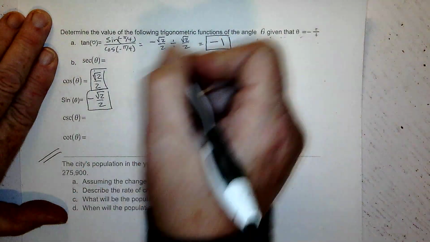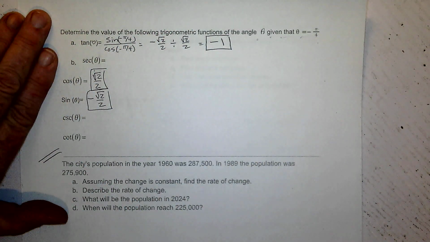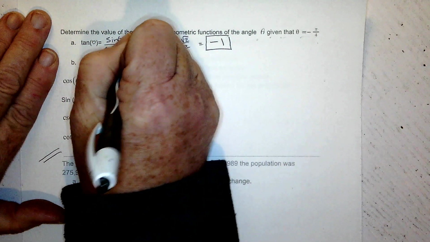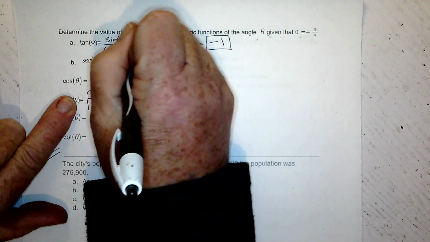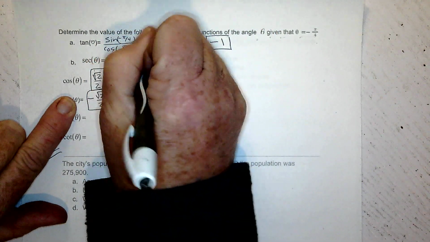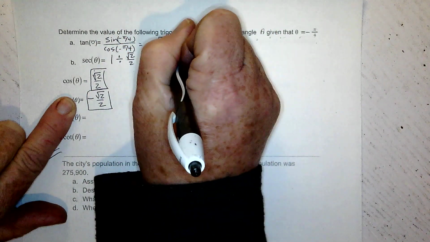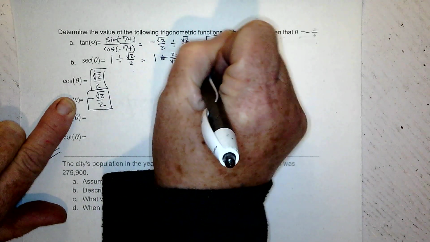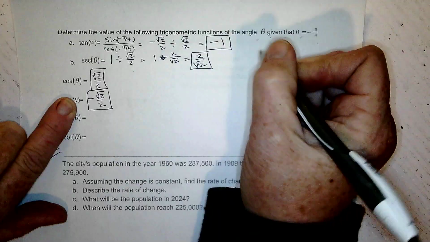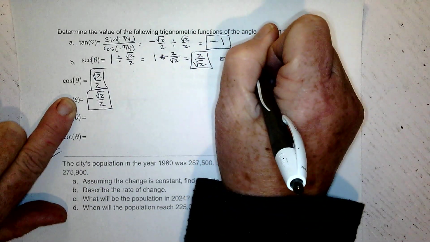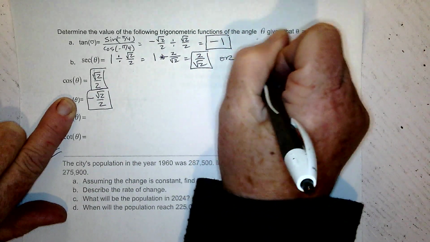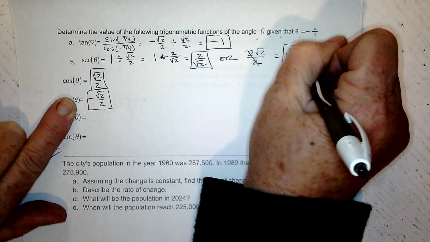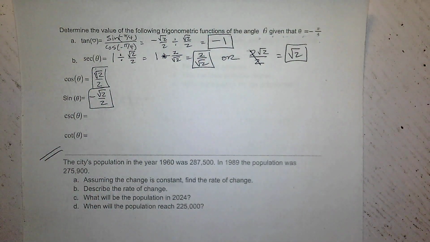All right. Okay, let's go ahead and do secant. Secant's the reciprocal of cosine. So 1 divided by cosine, which is 1 divided by square root of 2 over 2. So 1 times 2 over the square root of 2 is 2 over the square root of 2. Or you can rationalize, and it'll be 2 square root of 2 over 2. Don't forget to reduce, and that becomes just square root of 2. So either one of those would be acceptable.